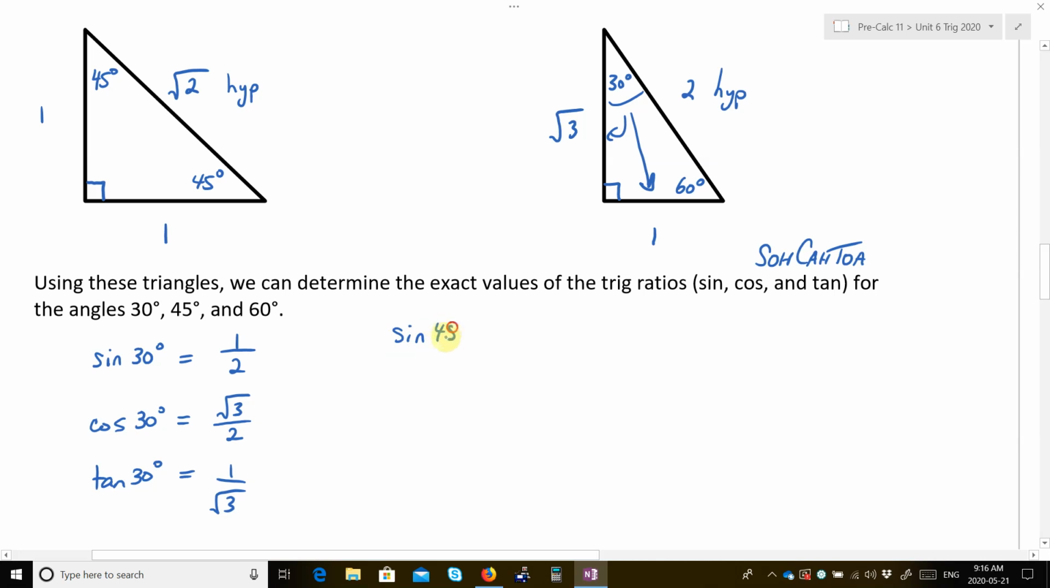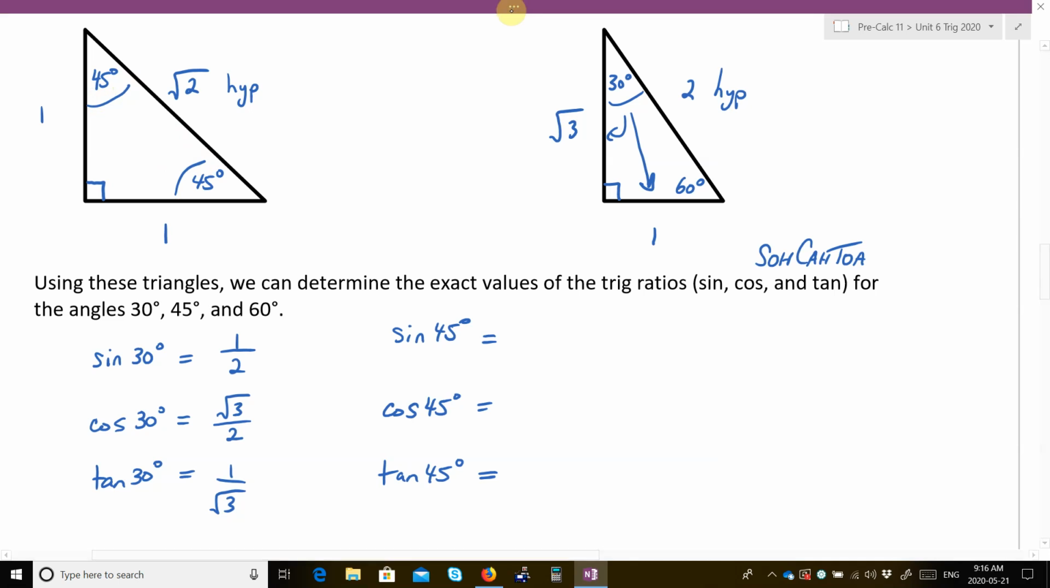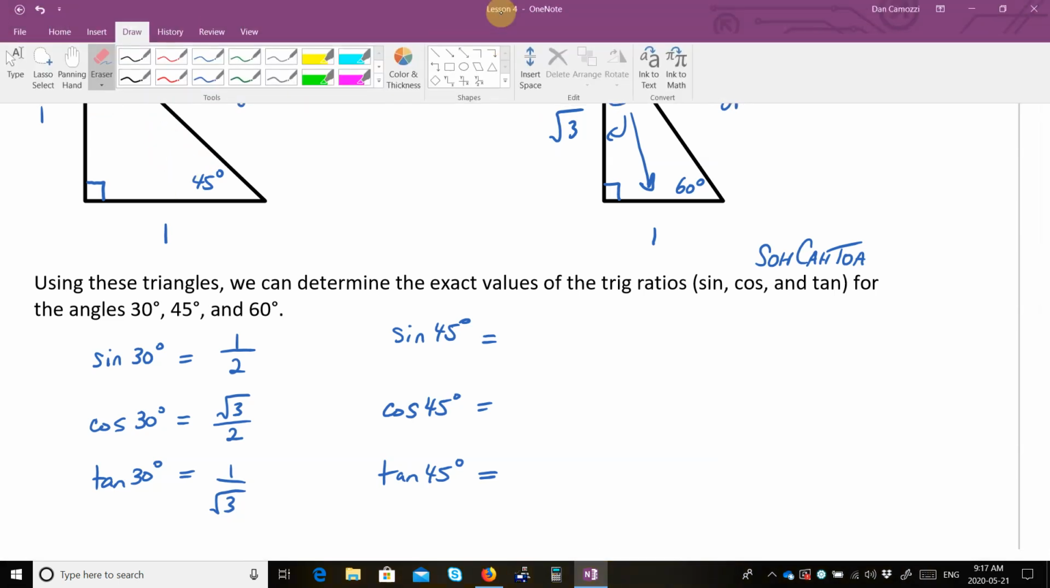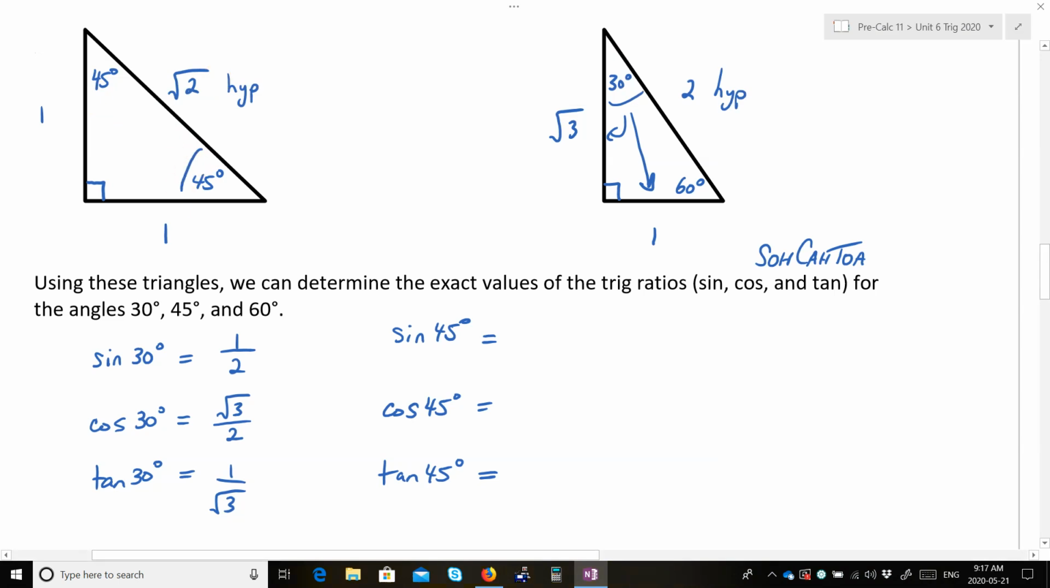Okay, and now we will look at sine of 45 degrees, cos of 45 degrees, and tan of 45 degrees. So we need to be in this triangle on the left, and you can use either 45-degree angle, right? It doesn't matter which one you use, you'll get the same ratios. Okay, so let's use this one.